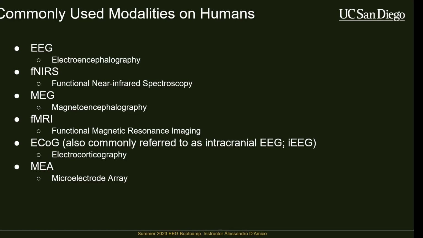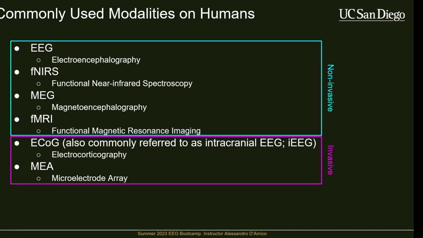You have EEG, which is what we're going to be doing here. fNIRS, functional near-infrared spectroscopy. MEG, which is EEG's sister, cousin, they're essentially the same thing, like a clone, but looked at with a different pair of binoculars. I don't know. fMRI, I'm sure all of you have heard of fMRI. ECoG, which people also call iEEG, and microelectrode arrays. This isn't all of the modalities that we use. There are tons of other ones, but these are the most common.